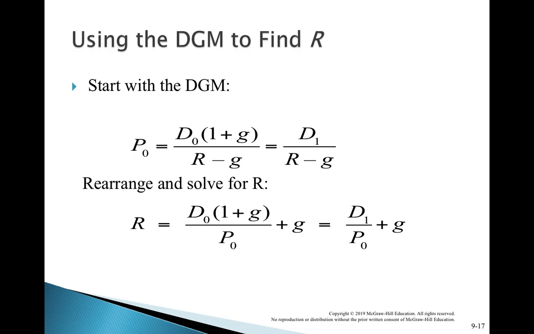But the DGM approach says D1 divided by P0 plus growth, as we are seeing here. These are the two very important, very popularly used approaches for calculating R. One is DGM, that is D1 divided by P0 plus growth. The other one is the CAPM approach, that is risk-free rate of return plus beta multiplied by risk premium.